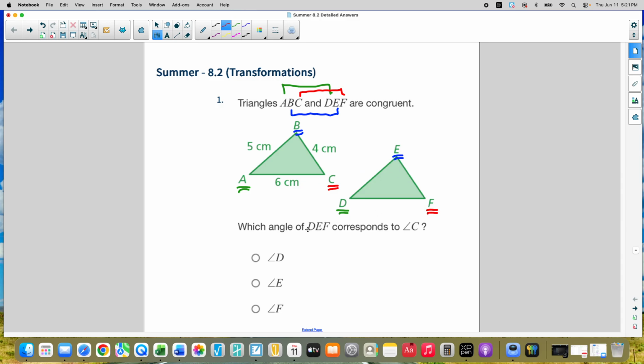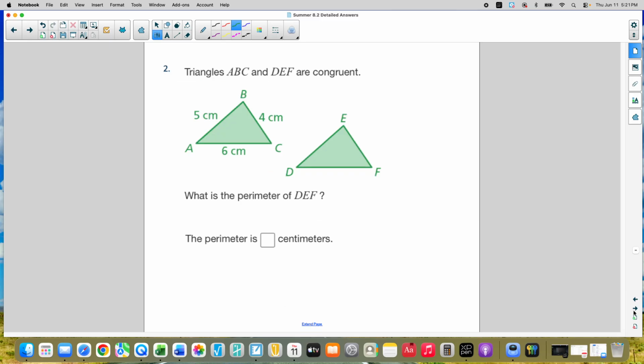Which angle of DEF corresponds to angle C? C corresponds with F, as we saw. You can either use the figure, well, actually, you can't use the figure. This is the important thing. It tells you triangles ABC and DEF are congruent. What is the perimeter of DEF?